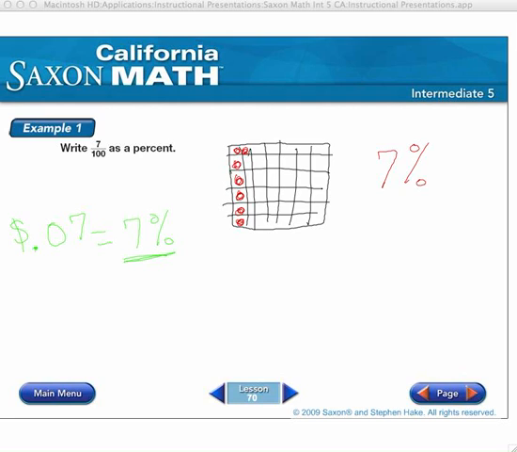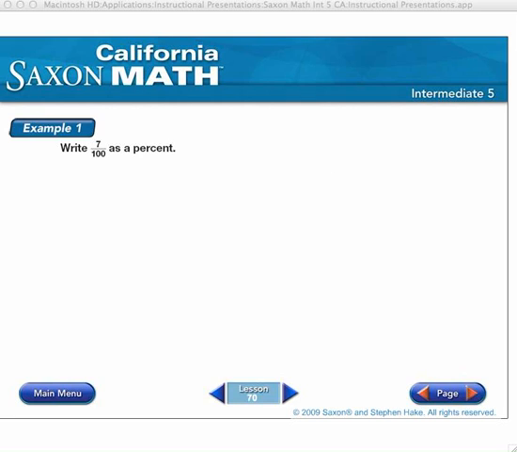Okay, let's look at example 10. Or I'm sorry, example 2. Example 10, I'm jumping ahead. No, there aren't that many, there are only 6. Example 2, write 1/10 as a percent.